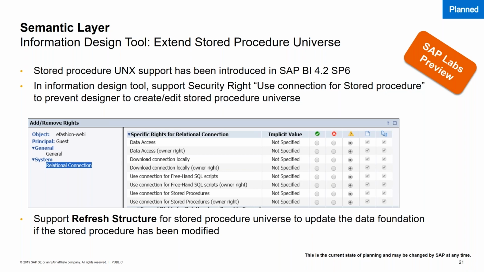You have a new security right to authorize or to deny. This security right is enforced at universe authoring time only, not when the universe queries the database. This right is used to prevent users from creating or editing a table based on stored procedures. In the user interface, the corresponding commands are disabled. This right is not checked when the client runs a query on top of a universe based on the stored procedure.